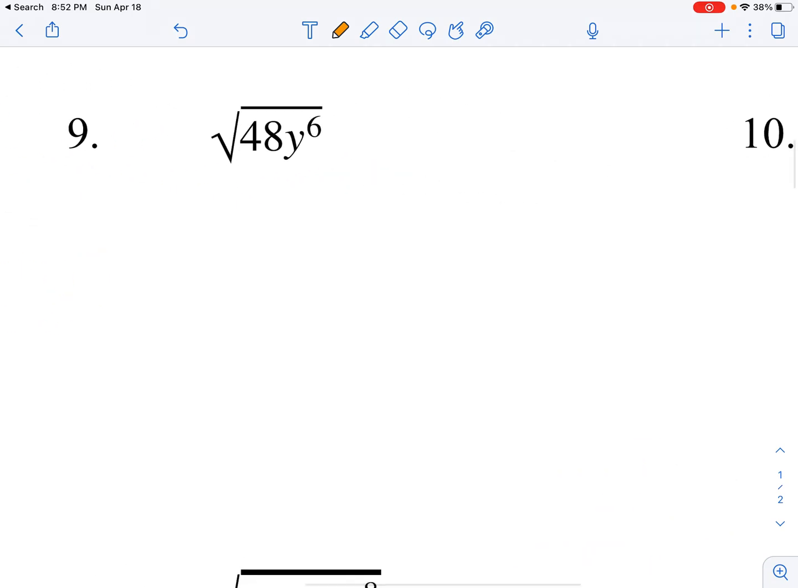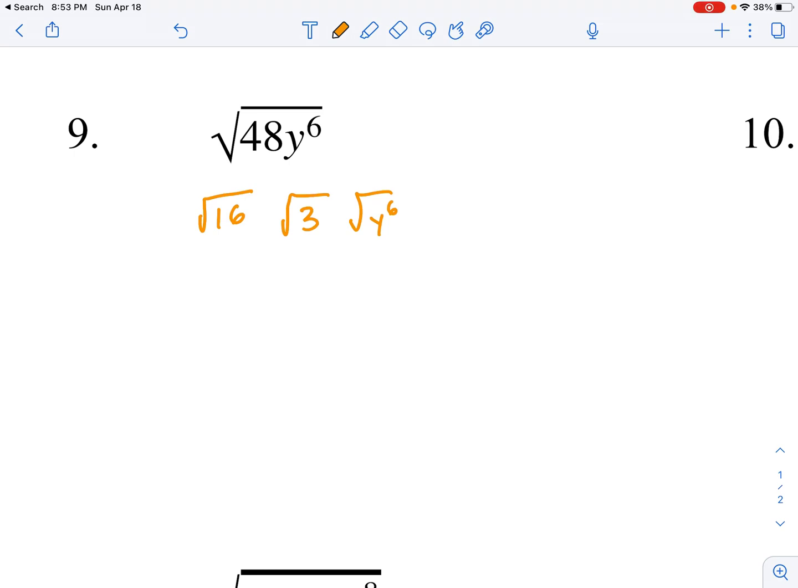For number 9, we actually have to simplify this 48 because it's not a perfect square by breaking it apart. So a perfect square that goes into 48 would be 16. So I'm going to split it up and I'm going to put it as the square root of 16. And 16 goes into 48 3 times, so I will split it up that way. And then we have y to the 6th as well. And this is how I like to do it. I like to split it into as many little radicals as possible, just because I think solving 3 little problems is going to be a lot easier than solving 1 really big problem.